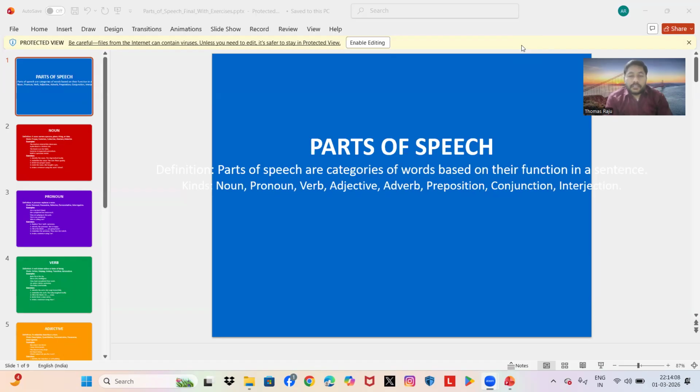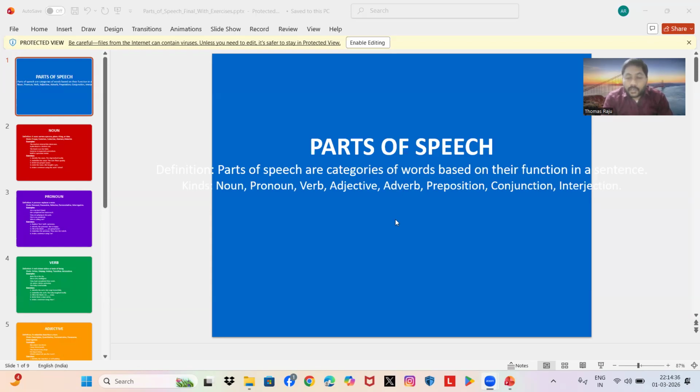Today, let us discuss the topic parts of speech. So, what is parts of speech? What is the definition of parts of speech? Parts of speech is nothing but the words that are divided into different kinds according to their use, according to their function in the sentence, are known as parts of speech.